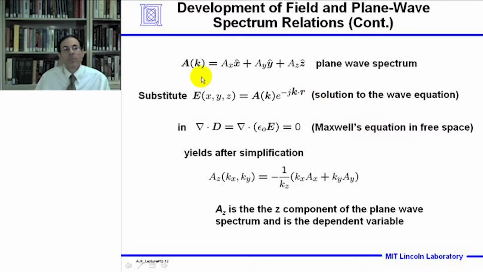So continuing the development, here we've written the plane wave spectrum in terms of the three rectangular components, x, y, and z. And if we substitute this into the solution of the wave equation, and if we use the Maxwell equation divergence of D equal to 0 in free space, we can solve for the z component of the plane wave spectrum, which is shown to be dependent on the x and y components of the plane wave spectrum. So A sub z is the z component of the plane wave spectrum, and it is the dependent variable.